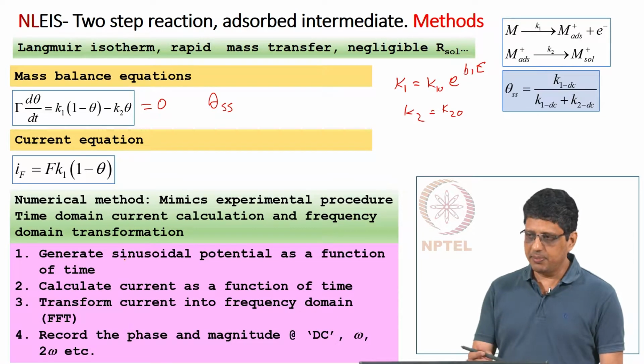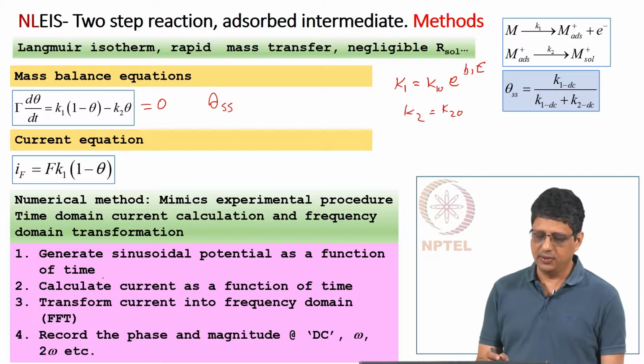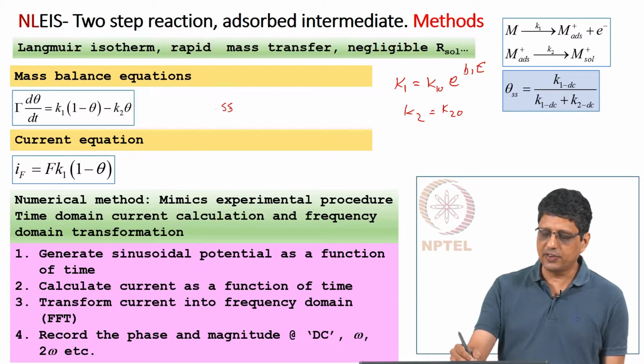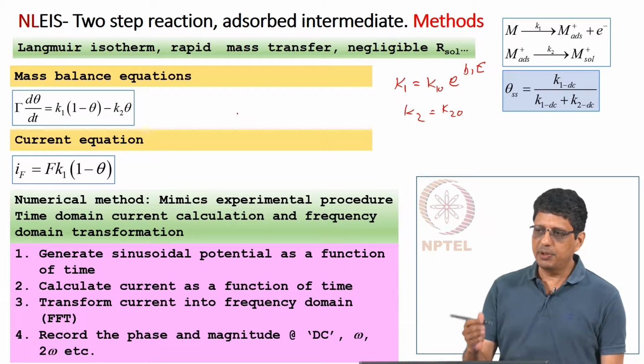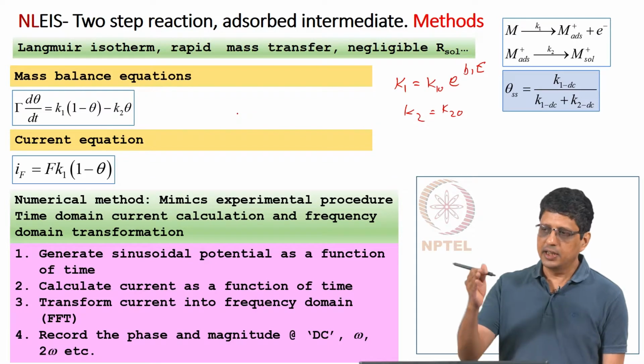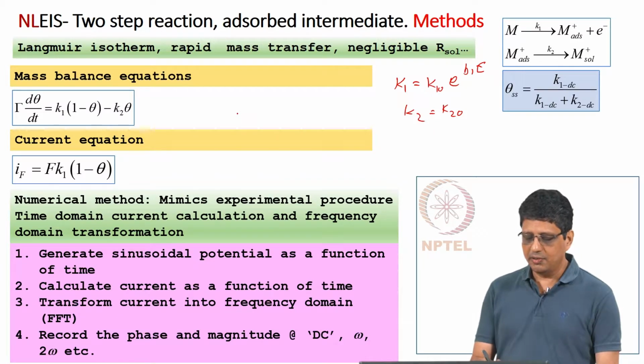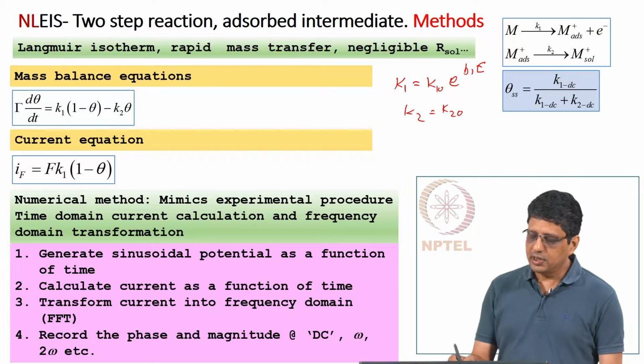So, here step by step, first step is to generate sinusoidal potential as a function of time, it is pretty straightforward. Second, calculate the current as a function of time, and that is where we need to actually use these equations. Once you calculate the current as a function of time at regular time intervals, it is pretty straightforward to subject it to Fourier transform, get the Fourier series expansion and calculate the impedance or calculate the I at any frequency. So, we will record the phase and magnitude. Of course, we record the DC, it has 0 phase. We record the phase and magnitude at omega, 2 omega and so on.